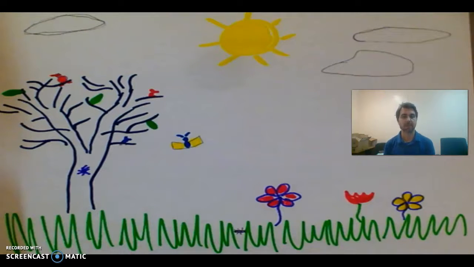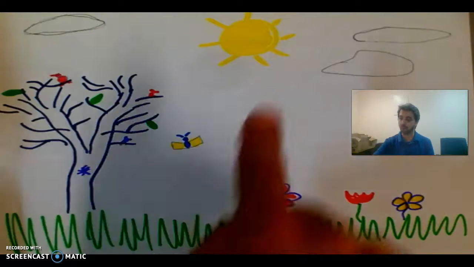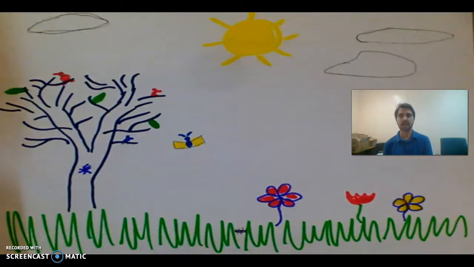So today's number is 4, but let's look and see what we have so far. How many suns do we have? Hold up the number of fingers that shows how many suns we have. You should have up one finger, right? We have one sun.